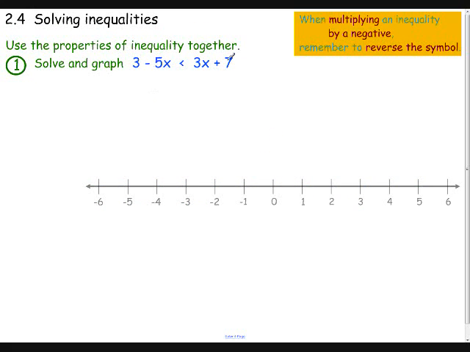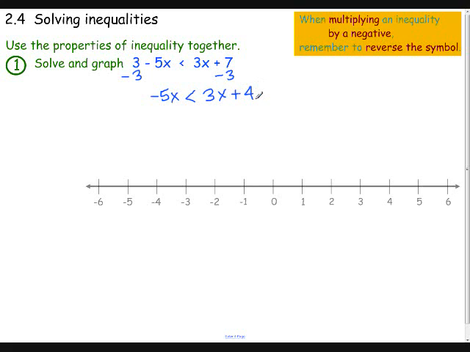Use the properties of an inequality together. Well, back here I actually didn't, but here I will. All right, so I've got 3 here, and I got a 3x here. I want to get all my x's on one side, just like if I were solving an equation. Let's start out by adding a negative 3 to both sides. So we'll have negative 5x is less than 3x plus 4.